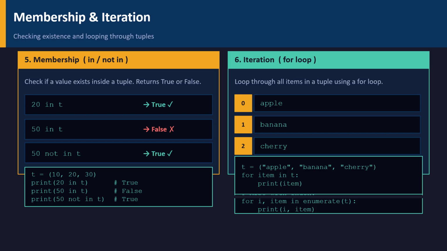Whereas iteration means looping through each item in a tuple one by one using a for loop. For example, if T contains apple, banana and cherry, the for loop prints each item in order that is given in the tuple. We can also use the enumerate function to get both the index number and the value together. So index 0 gives apple, index 1 gives banana and index 2 gives cherry.